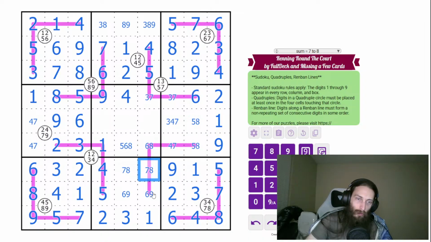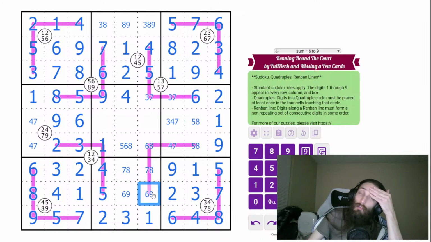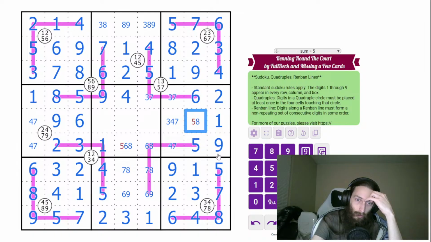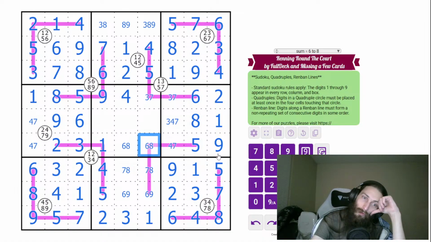4, 5, 6, 7, 8, 9. So either this one's a 4 or this one's a 9, but I have to have a 5, and that has to be this one. 4, 7, 8, 6, excuse me. 4, 6, 7, 8. Or 7, 8, 9, and 6.